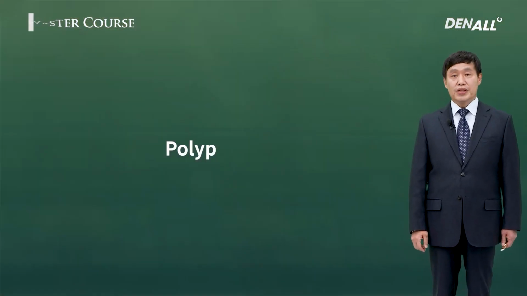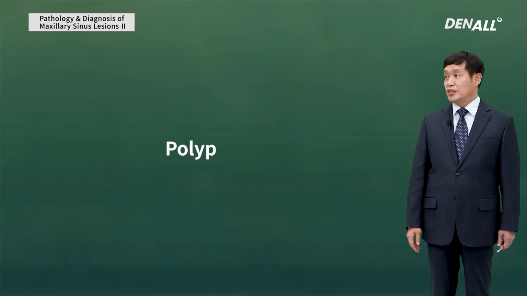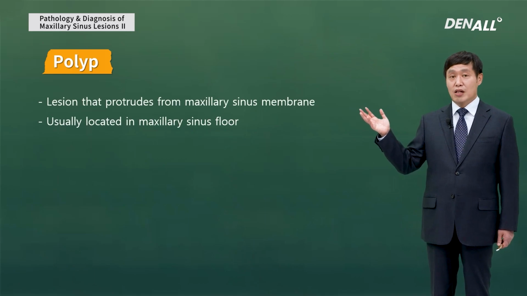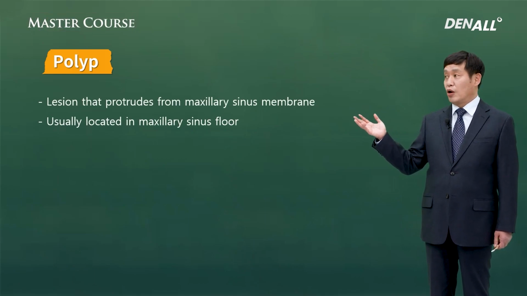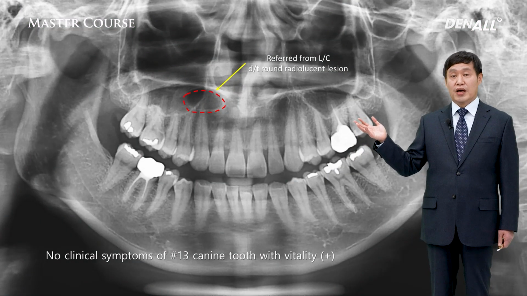Next, I'm going to talk about polyp. This is not easily observed on panoramic X-ray. This is a lesion that protrudes from the maxillary sinus membrane, and it is usually located in the sinus floor. Let's look at this patient.